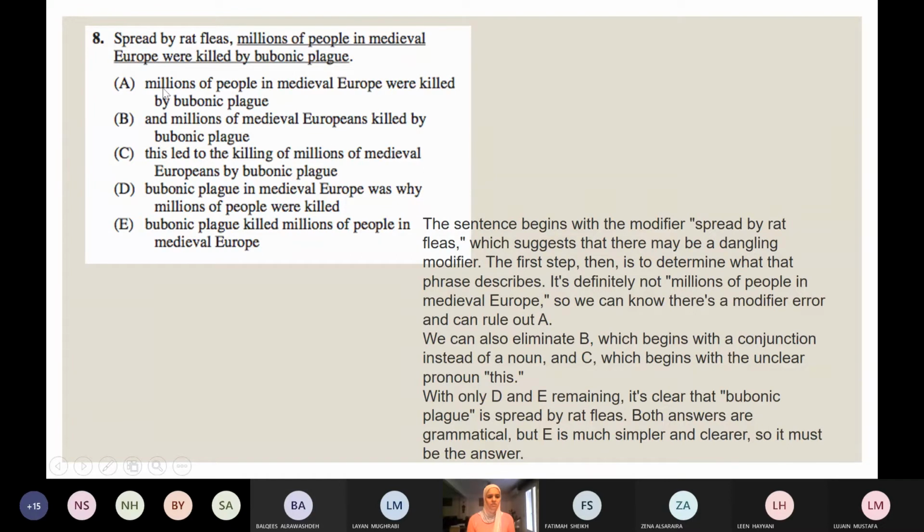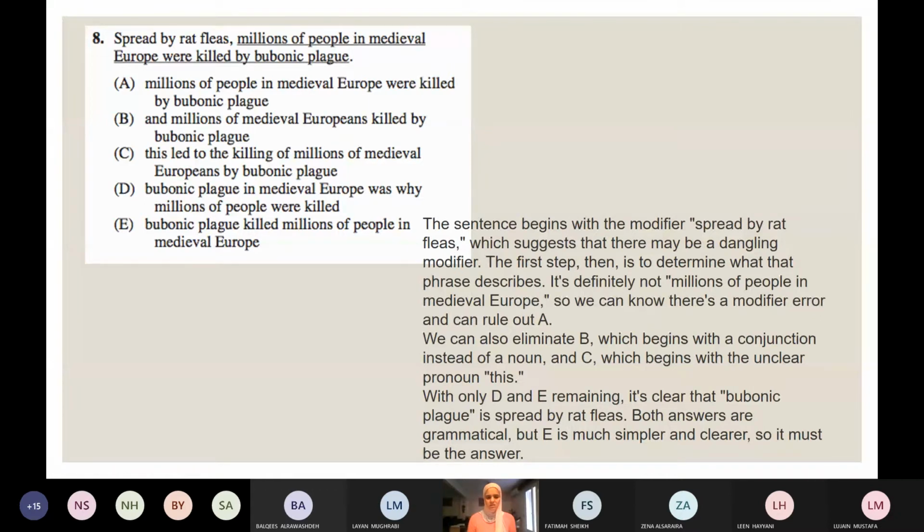So spread by rat fleas and millions of, can I add a comma and combine two independent clauses? No, because here it is a phrase. I cannot combine it by comma and, so B is wrong. C, the sled, this led to the killing.